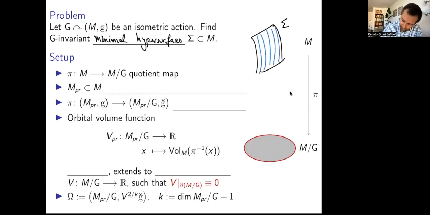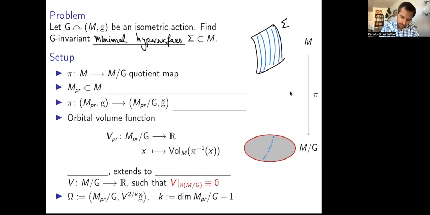So these blue curves perhaps denote G orbits. And since they are G orbits, these correspond to points in the orbit space M mod G. So we would like to find minimal surfaces in this way.